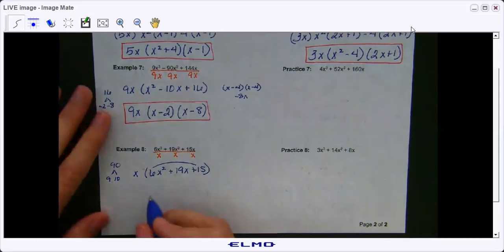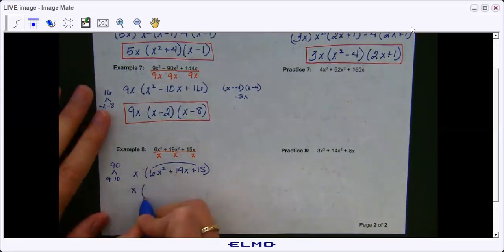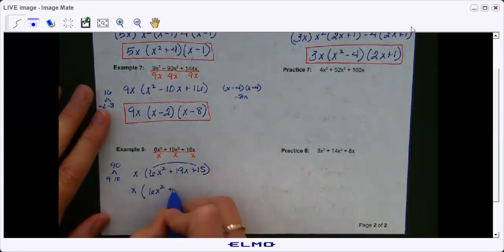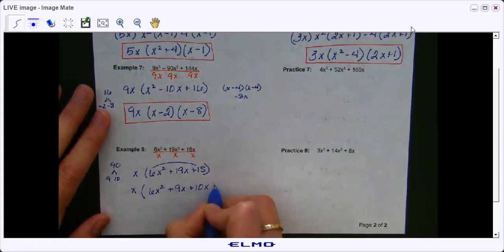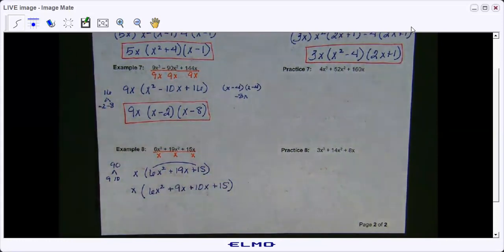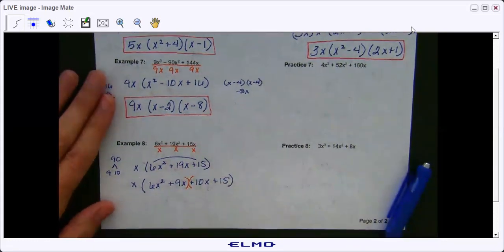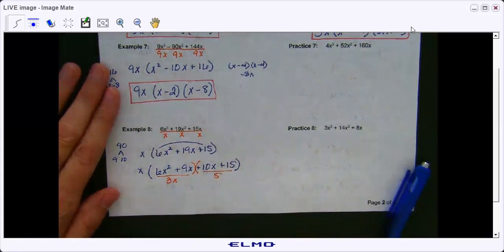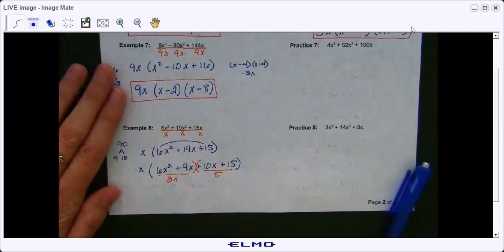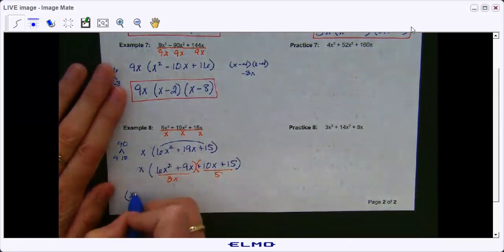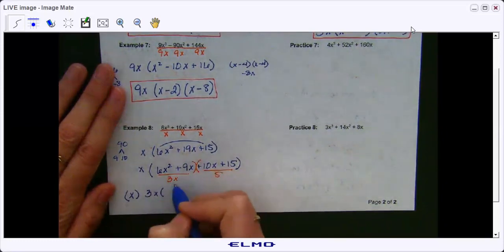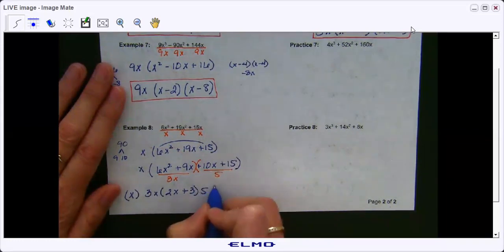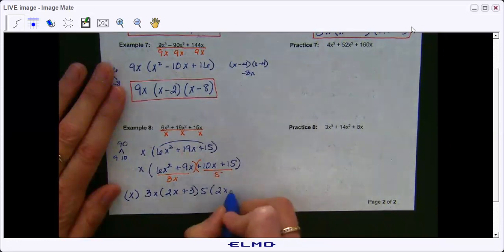So we're going to set this up by grouping. So we have x times 6x squared, we bring this down, and then we replace the 19x with our 9 and our 10. So plus 9x plus 10x plus 15. And now we can solve by grouping. So once we get to this point, we're going to factor out our GCF. And we keep our x, we don't forget about it. We have 3x, so 6x squared divided by 3x is 2x. 9x divided by 3x is 3. Bring down our GCF. 10x divided by 5 is 2x, and 15 divided by 5 is 3.